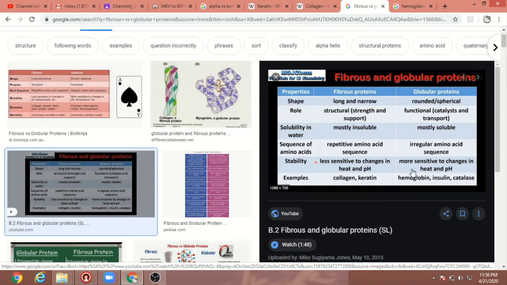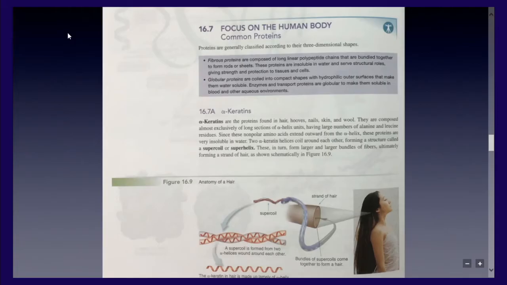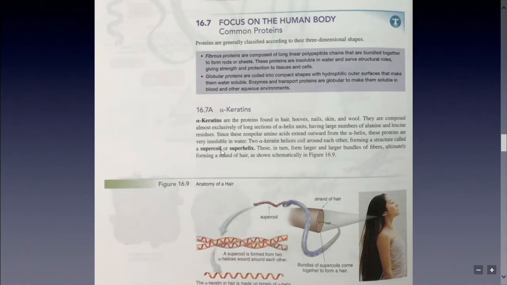And so they're going to be a little more sensitive to changes in heat and pH. But again, that probably depends on the type of globular protein you're looking at, because there are so many different types of globular proteins. Some great examples are hemoglobin and insulin, and those are some that we'll actually look at. Let's go ahead and get right in.